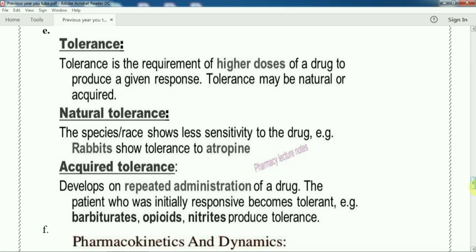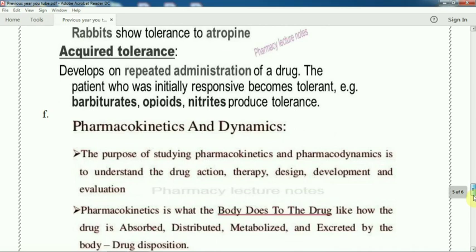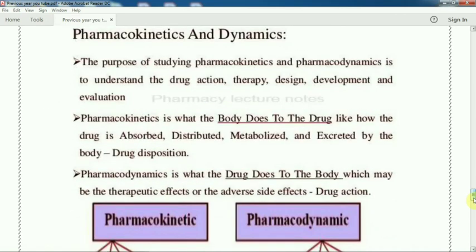So the patient who initially responds becomes tolerant, for example, barbiturates and opioid nitrates produce tolerance. Now comes to pharmacokinetics and pharmacodynamics. The purpose of studying pharmacokinetics and pharmacodynamics is to understand the drug action, therapy, design, development and evaluation. So why study pharmacokinetics and pharmacodynamics? To understand the drug action, that means the mechanism of action, the therapy, design, development and evaluation of the drug.